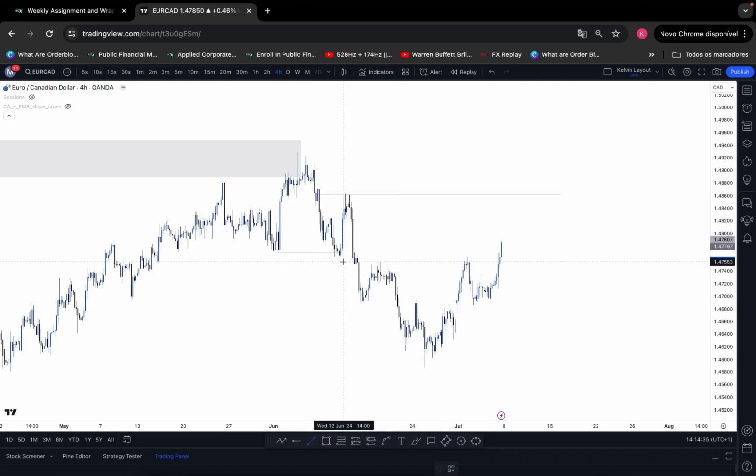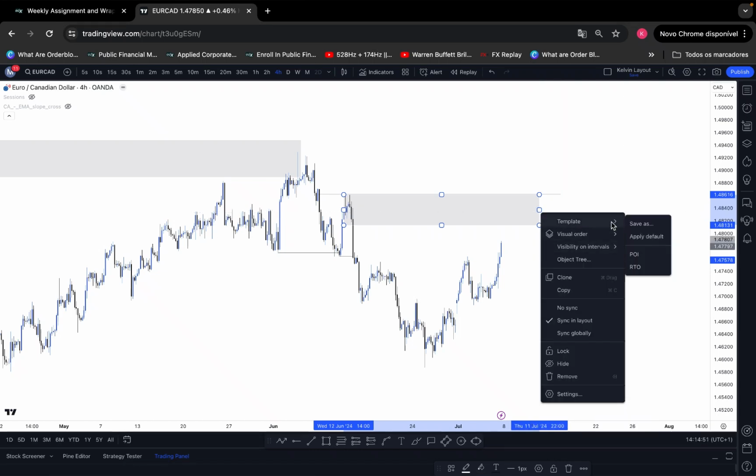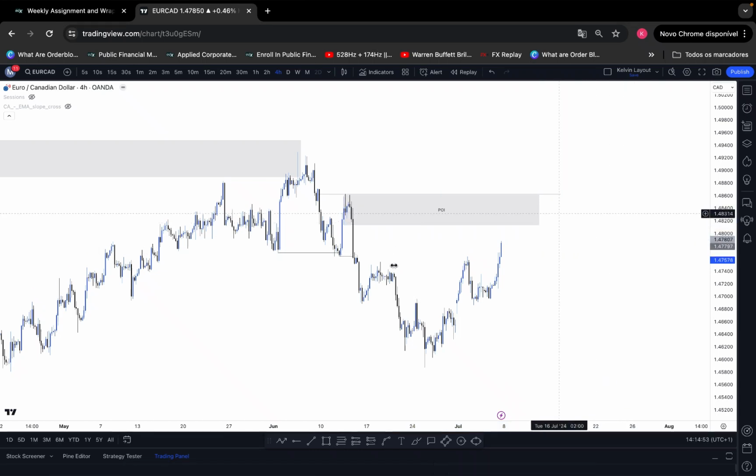Then we had a second break of structure right here, and then we can see the ton of imbalances that is sitting above. So where is the order block? Here we have the order block right here. So this is the order block that we have right here as of now. So let me mark this as POI. So that's the POI right here. So we have a break, mitigation, second break of structure.